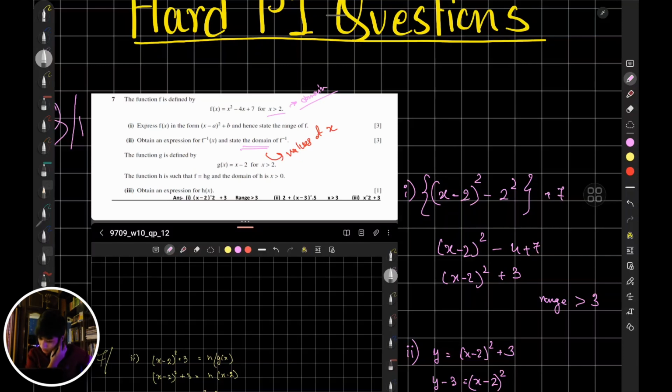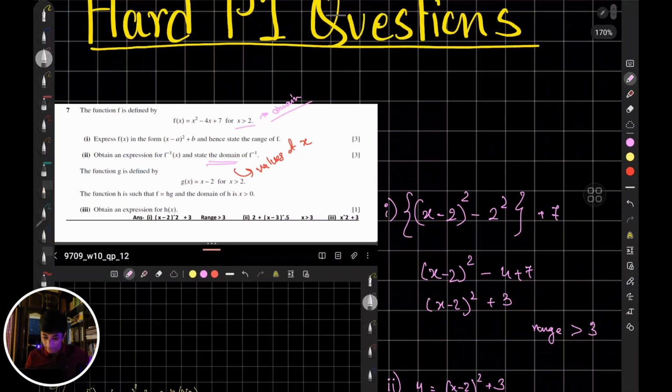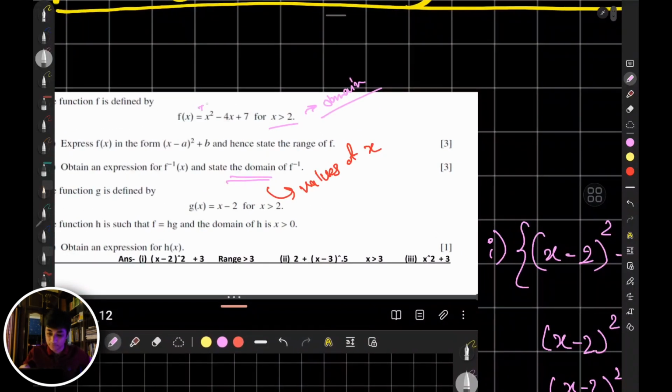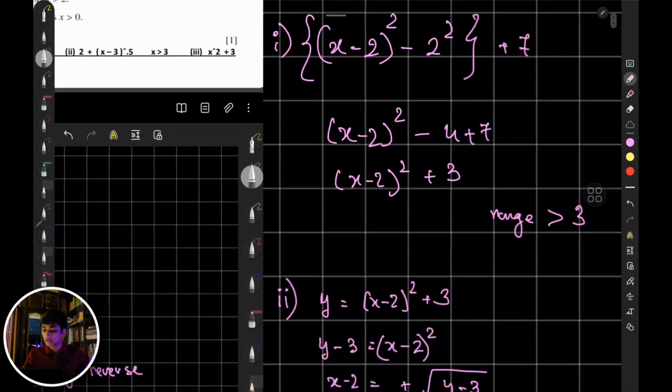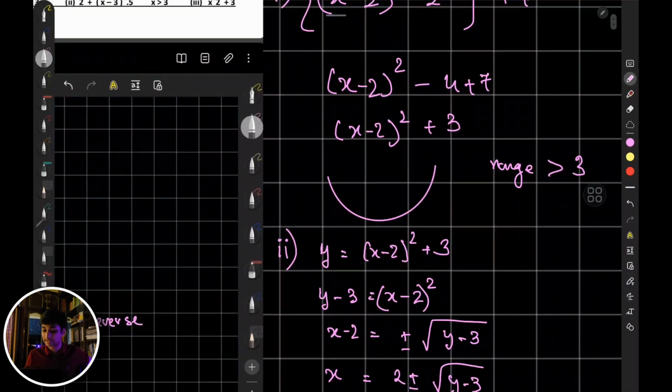What is the next question? State the range of f. So over here, is this a maximum or minimum curve? This is a minimum curve since it's a positive in front of x squared. Therefore, it's going to be something like this.